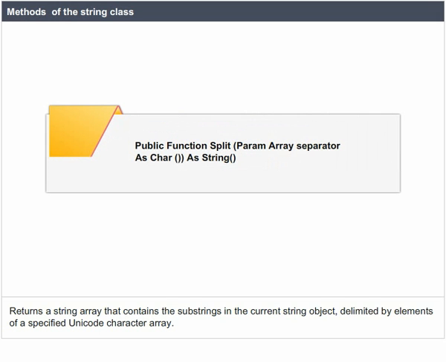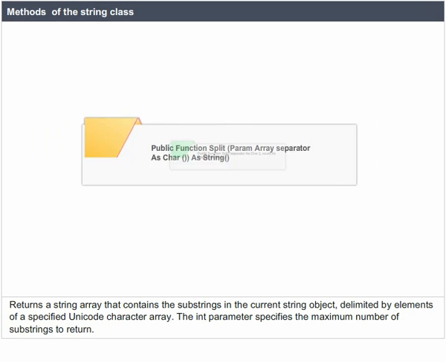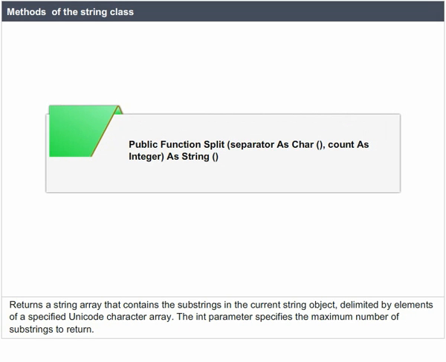Public Function Split(ParamArray separator As Char()) As String() returns a string array that contains the substrings in the current string object, delimited by elements of a specified Unicode character array. Public Function Split(separator As Char(), count As Integer) As String() returns a string array that contains the substrings in the current string object, delimited by elements of a specified Unicode character array. The integer parameter specifies the maximum number of substrings to return.